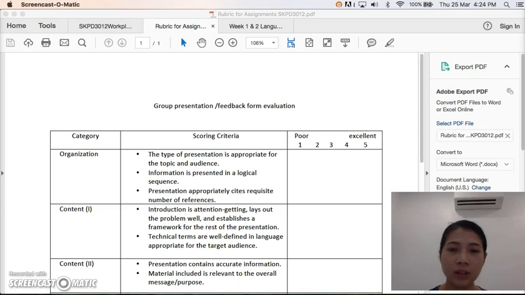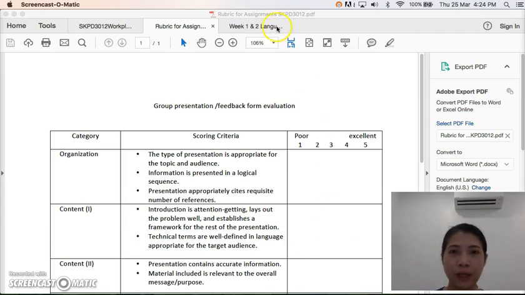Hi all. So in this video, I'll be explaining about the rubric for 4 assignments in which each of them will be having 25% of weightage. 4 assignments, so it will be accumulation of 100%.